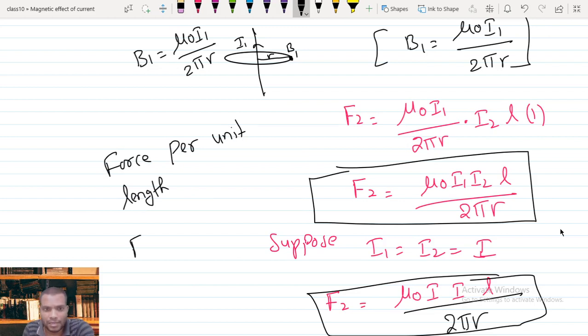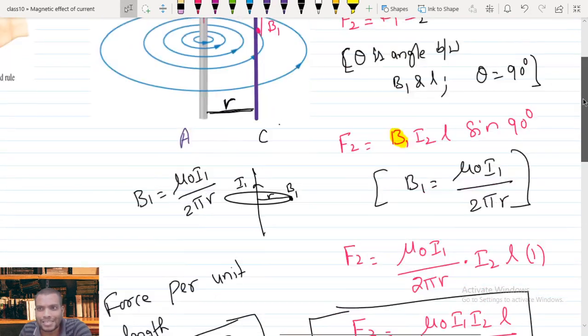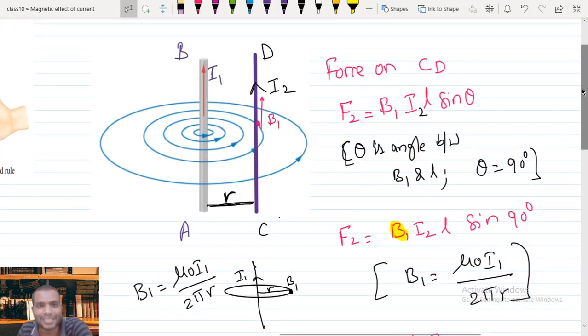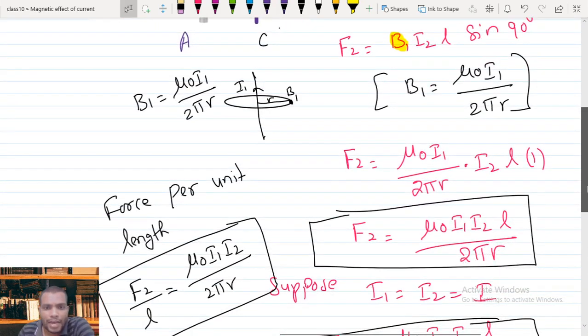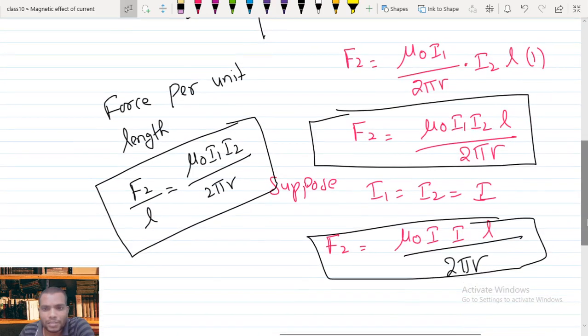So for that we can divide that F2 upon L equal to mu naught I1 I2 upon 2 pi r. So this is the required expression: the force per unit length on the second wire CD, due to the magnetic field of the first wire AB at a point. What about the expression for F1 you can write?